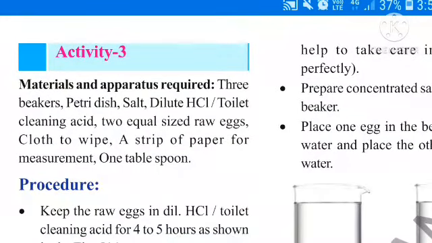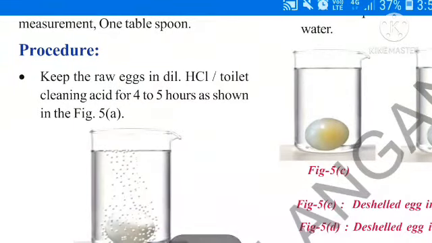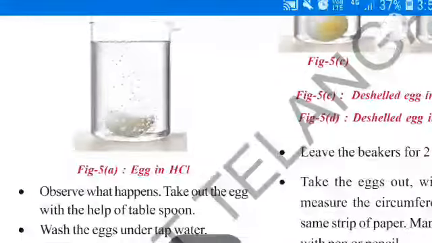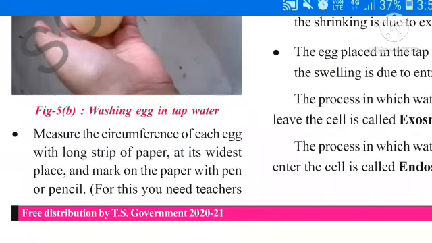See here, materials and apparatus required: 3 beakers, petri dish, bowl, salt, dilute HCl, toilet cleaning acid, 2 equal sized eggs, cloth to wipe, a strip of paper for measurement, 1 tablespoon. Procedure: keep raw eggs in dilute hydrochloric acid or toilet cleaning acid for 4 to 5 hours as shown in the figure. Observe what happens. Take out the egg with the help of the tablespoon. Wash the eggs under tap water. Measure the circumference of each egg with a long strip of paper at its widest place and mark on the paper with pen or pencil.